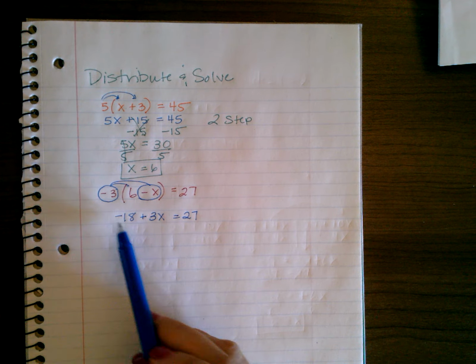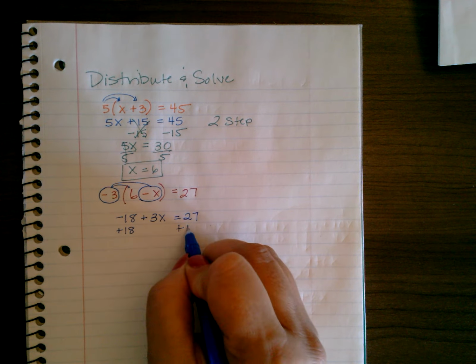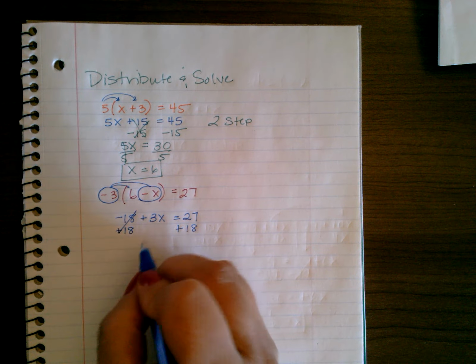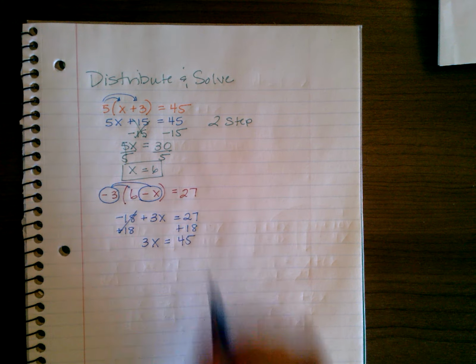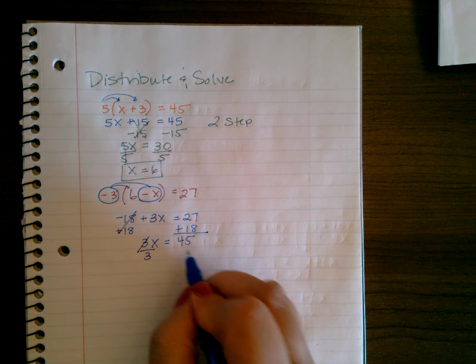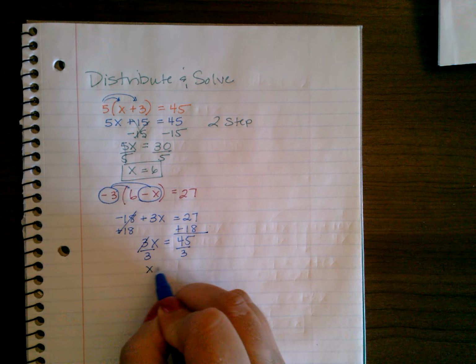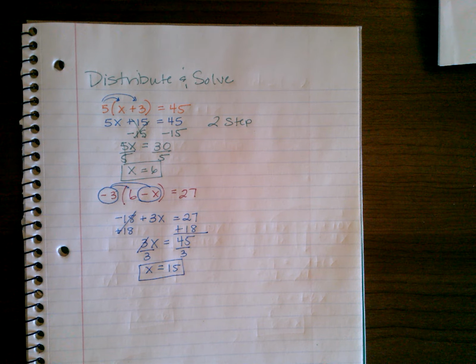Again, we have created a two-step equation. I am going to isolate the variable by adding 18 to both sides. I then need to divide by 3, and x would be 15.